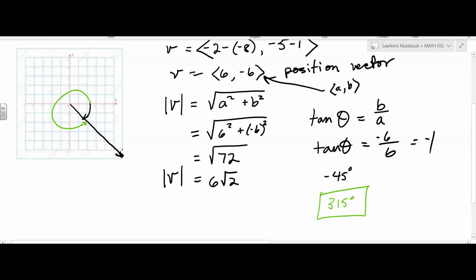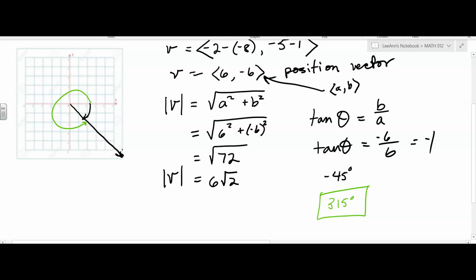Now, in the real world, when you have like boats and planes, they usually talk about bearings and going north and south and things like that. But we're just going to base this on a standard position vector and find the positive angle for the direction.